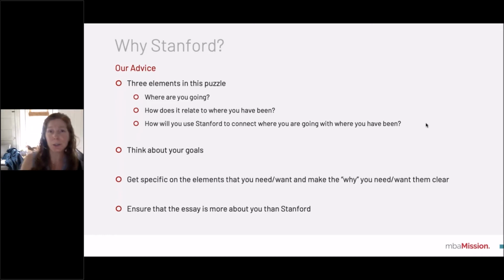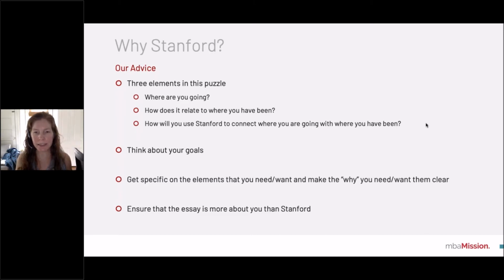That could be through consulting. That could be through starting your own technology company. That could be through being a product manager. It could be going into banking. Any of these are reasonable goals, but we need to understand, again, you know what I'm going to say here, how it relates to where you've been. And then the next part is also thinking about what exactly it is about Stanford that will help you get there. Okay, this is essential.